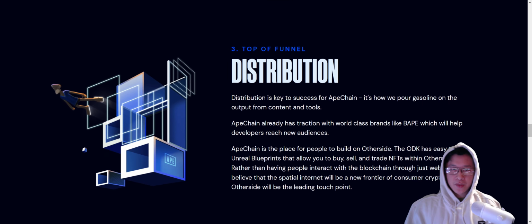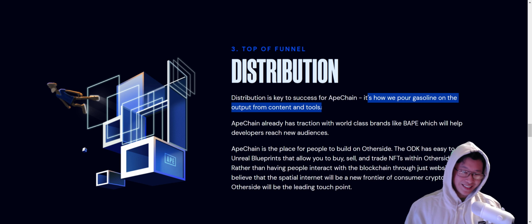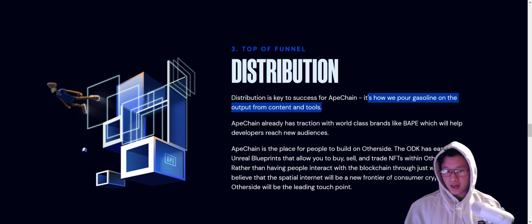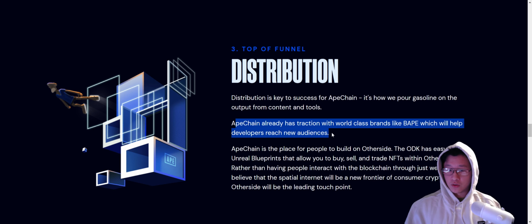So what about number 3? Top of the funnel, distribution. Distribution is the key for Apechain's success. It's how we pour gasoline onto the output from content and tools, right? Apechain has already gained traction with world-class brands like Bape, which help developers reach new audiences, right?